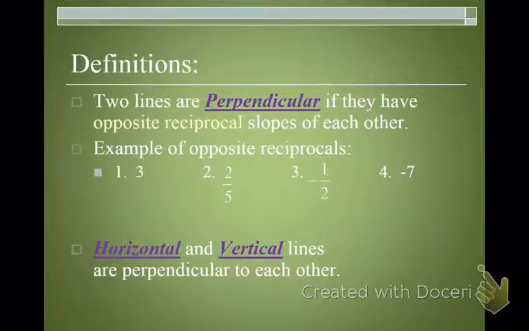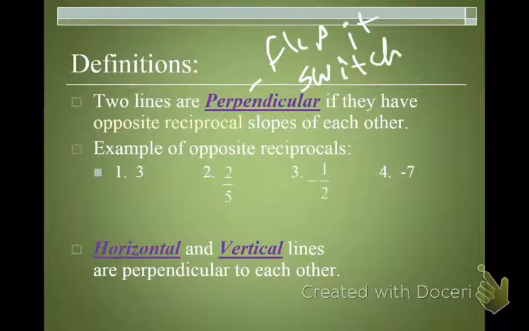Opposite reciprocals. Another way to think about opposite reciprocals is we need to be able to flip it and switch it and get the other slope. So start with one slope, and you should be able to flip it and switch it to get to the other slope. Flip it means flip the fraction over. Switch it means switch the signs. So if I wanted the opposite reciprocal of 3, or in other words, if one line has a slope of 3, then the slope of a perpendicular line would be flip it, so 3 over 1 flips to 1 over 3, and switch it and change the sign.